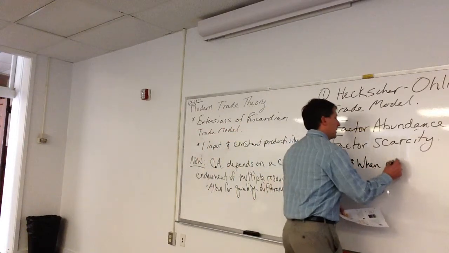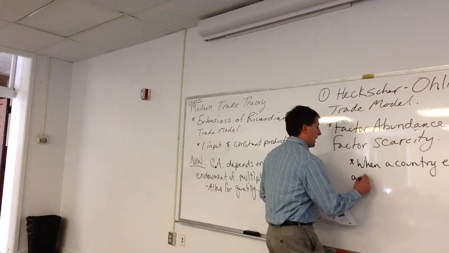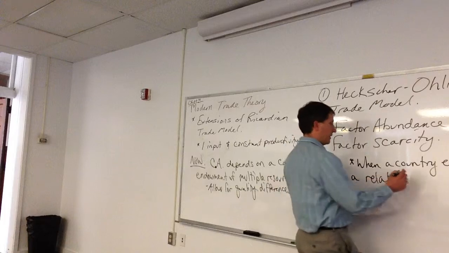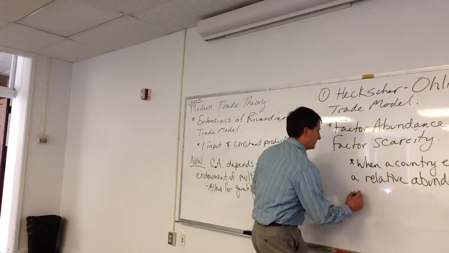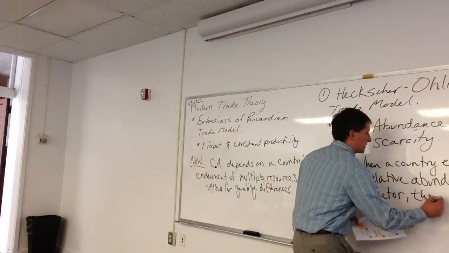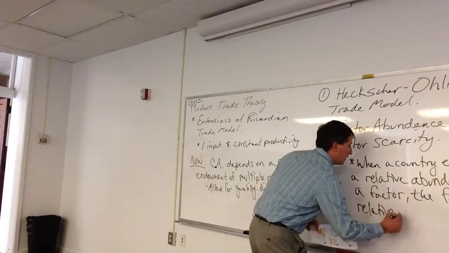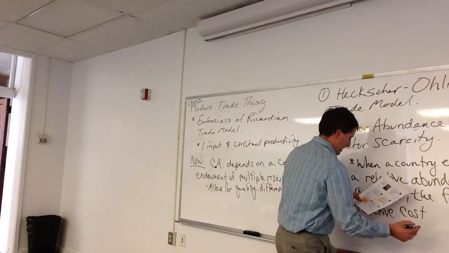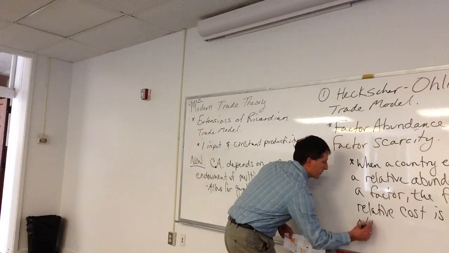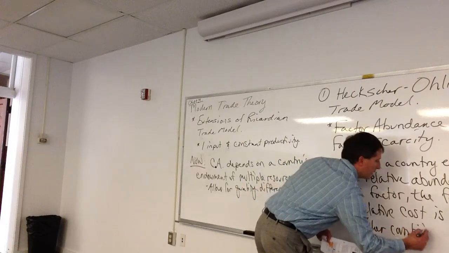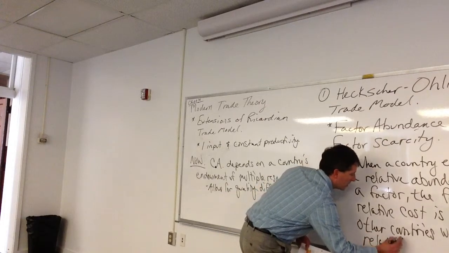So when a country enjoys a relative abundance, that's kind of the comparative advantage part again, a relative abundance of a factor, the factor's relative cost is less than in other countries where it is relatively scarce.